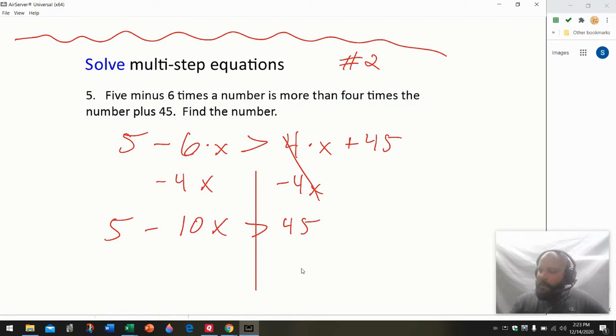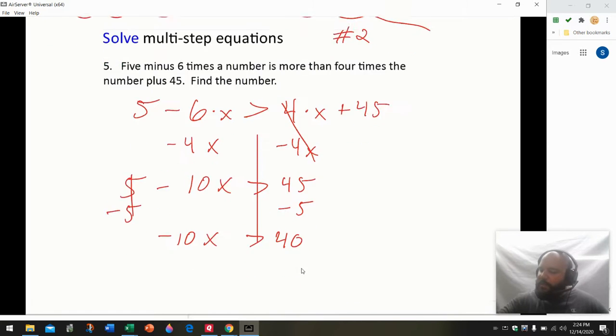Now you can see my x's are all combined into 1, which is good, but there's still stuff happening to that x. It's being multiplied by negative 10, and I know it doesn't look like it, but this is a positive 5, so it's being added to 5. So we need to undo both of those things. The first one we're going to undo is the 5 by subtracting 5 from both sides. And so we have negative 10x is greater than 40.